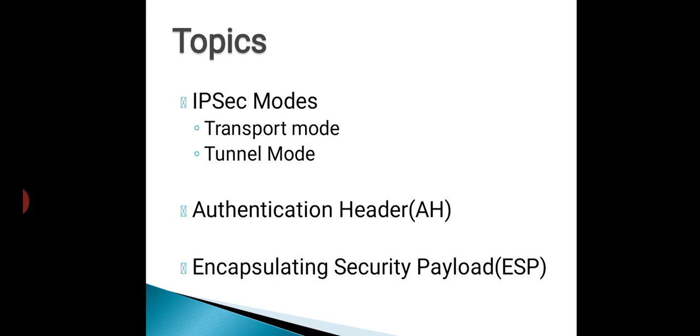Now we are going to move to the next mode, tunnel mode. Tunnel mode provides protection to entire IP packets. Security fields are added to the IP packet, and the entire packet, that is the AH or ESP packet plus security fields, becomes a new IP packet with a new IP header. The entire new IP packet travels through the tunnel from one point to another over the IP network.